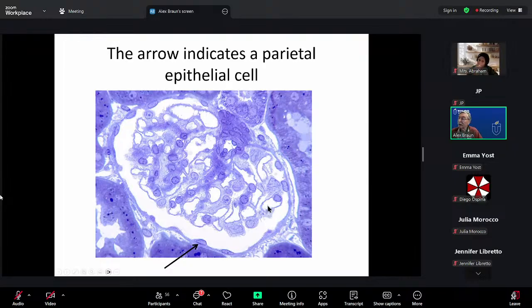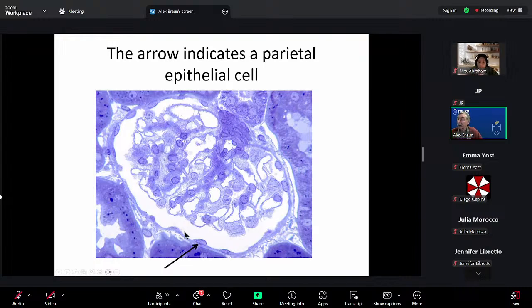You see how the empty space here would be where the blood is during life. The blood has been drained out, but there would be blood within these spaces and these capillary loops. You see here what looks like a blue line around that space. That's the glomerular basement membrane. And then there's a variety of cell types.